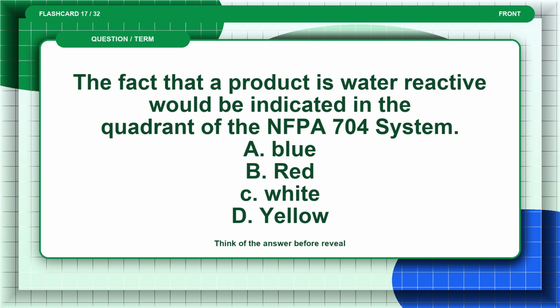Flashcard 17. The fact that a product is water reactive would be indicated in the blank quadrant of the NFPA 704 system. A. Blue, B. Red, C. White, D. Yellow. Think of the answer before the reveal.